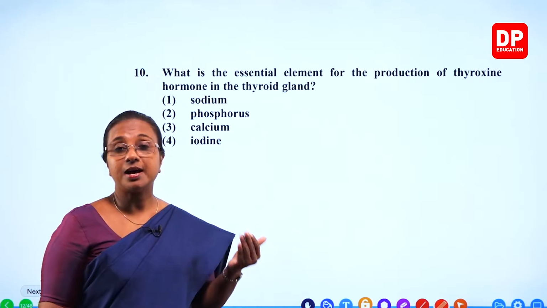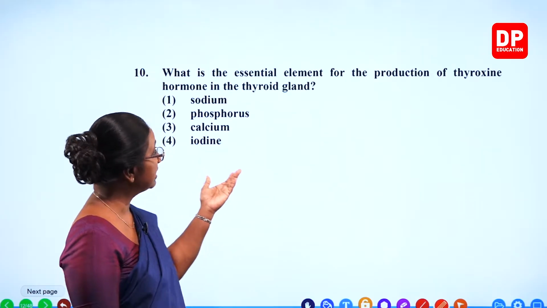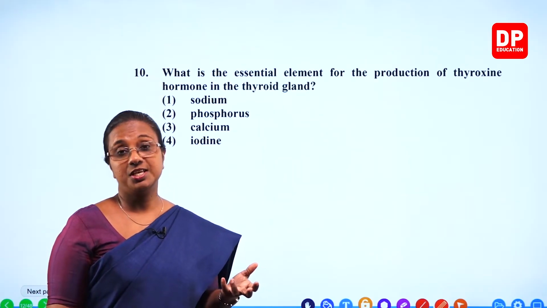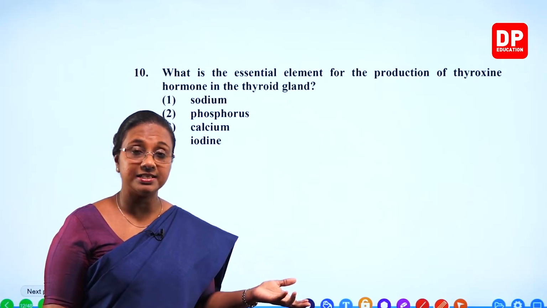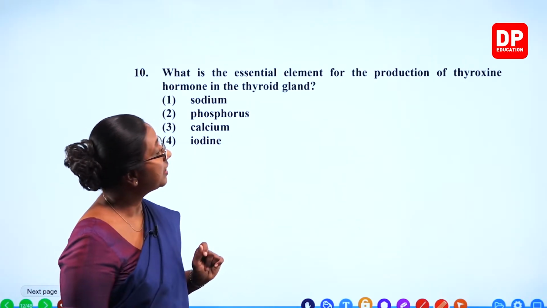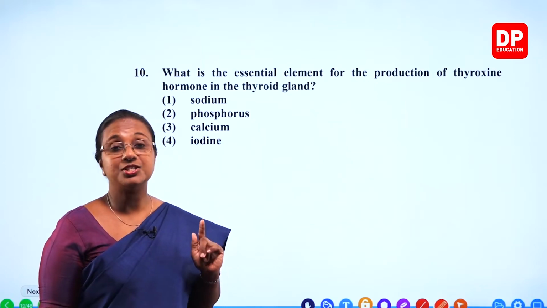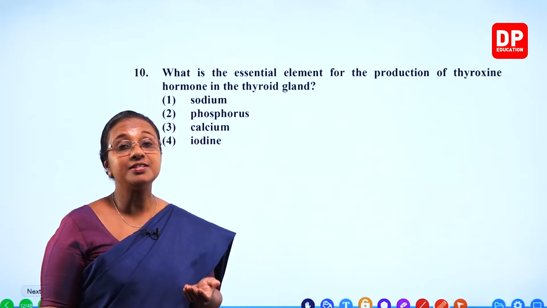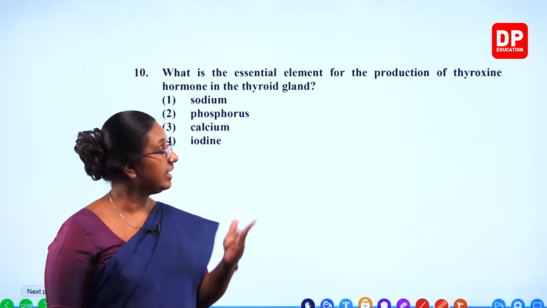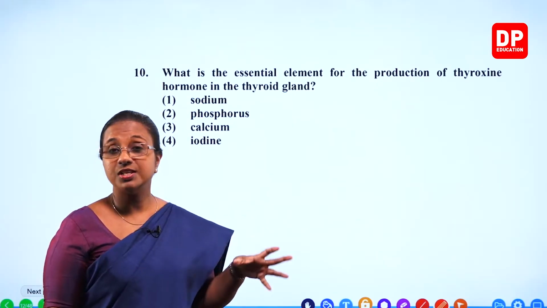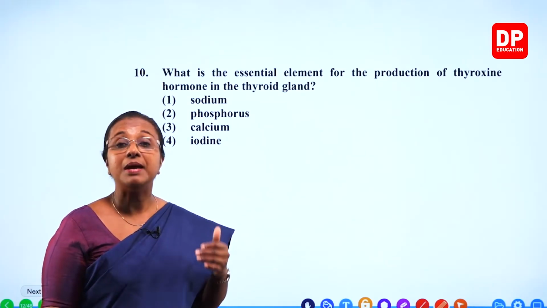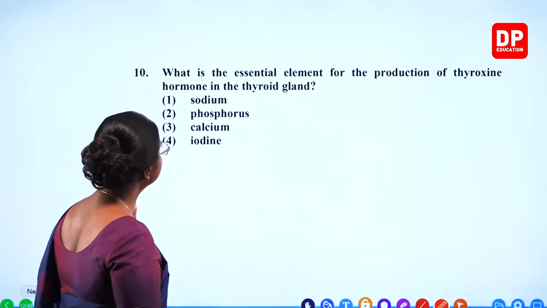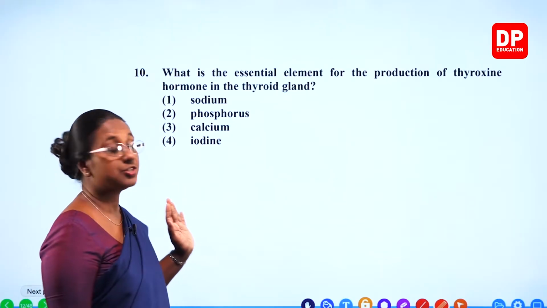So you all know, students, there are minerals. These are the different essential elements that are needed for the proper functioning of our body. If there is deficiency, if there is not enough of that element, we see certain symptoms. So here, for the production of thyroxine, what is the essential element? You all know it is iodine. That is why we normally use iodized salt also to provide enough iodine for the production of thyroxine. And thyroxine is a hormone that is really needed for the metabolic activities of the body. There are many other functions, but that is very essential.